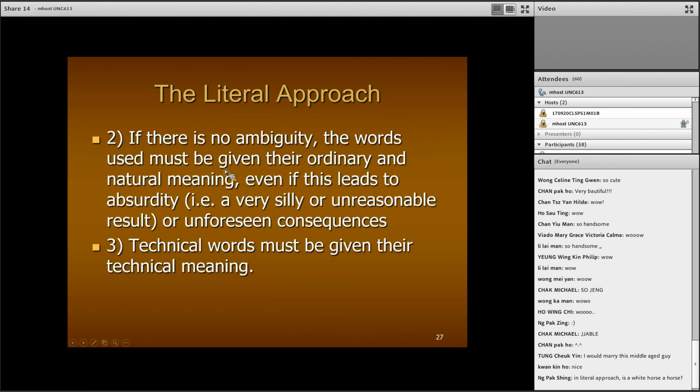If there's no ambiguity, the word used must be given the ordinary and natural meaning, even if this leads to absurdity. Sometimes the result may be a little bit unreasonable, but it doesn't really matter, right? Still, the court will use the literal approach if there's no ambiguity. For ordinary words, they will be given the ordinary meaning. For technical words, like some professional jargon, they must be given the technical meaning.